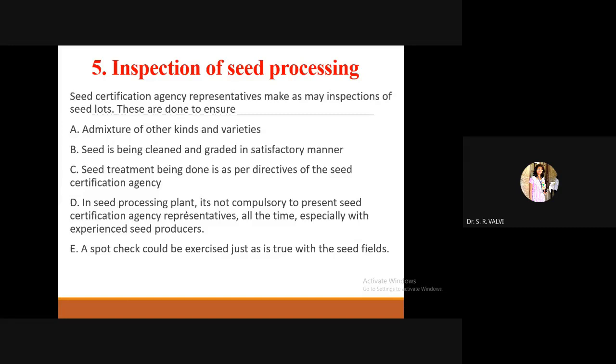In a seed processing plant, it's not compulsory for the seed certification agency representative to be present all the time, especially with experienced seed producers. So a spot check could be exercised, just as it is true with the seed fields. Spot check means what? Suppose you have done your seed fields, and you can check in the laboratory whether the same seed has reached the laboratory. So this spot check should again be exercised.